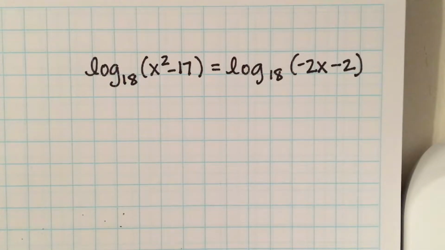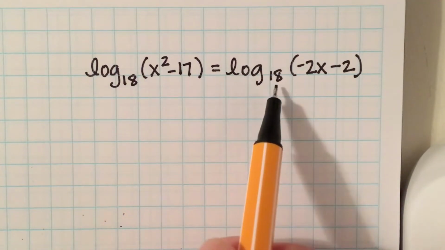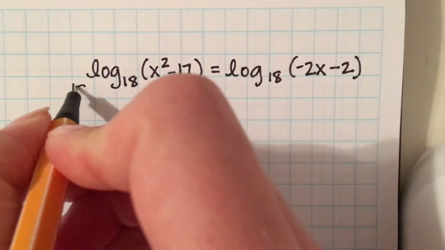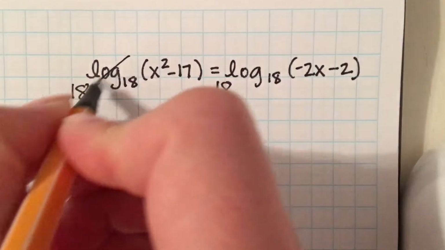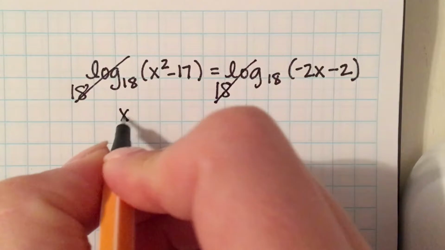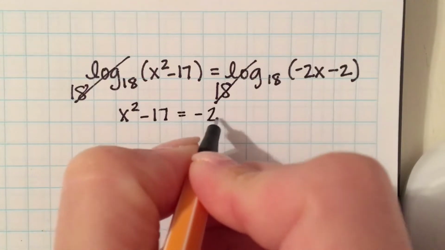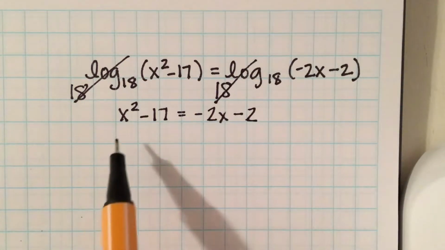Alright, in this video I'm going to do the first, second, and fourth problem on the review. The first one, notice, is log base 18 on both sides. So all I need to do is use an exponential base of 18 on both sides. And that completely gets rid of the logs on both sides, leaving me with x squared minus 17 equals negative 2x minus 2. Now I just solve this equation.